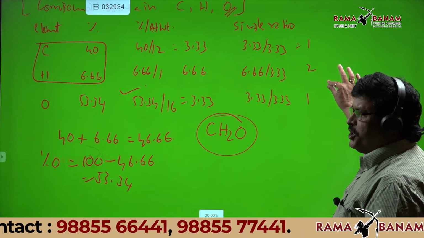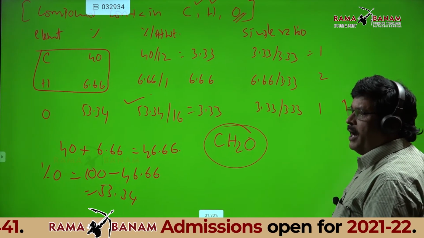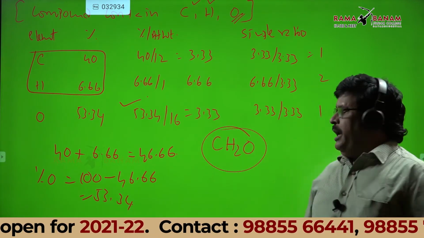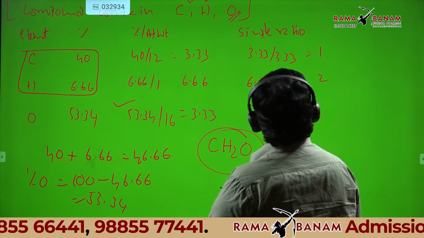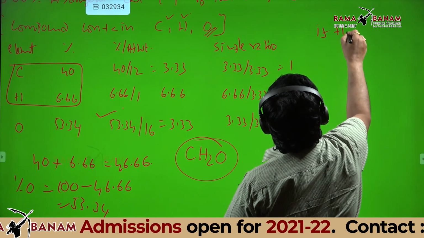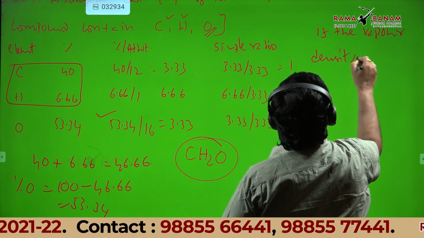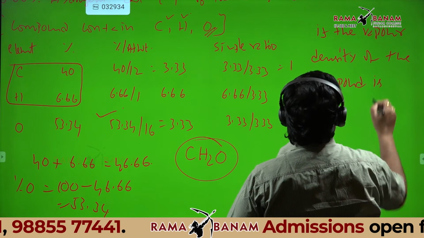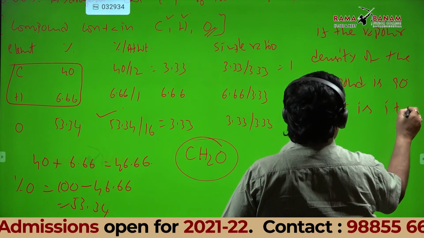Any doubt for any student in this solution? No, sir. Suppose I add one more tag to this problem. If the vapor density of the compound is 90, what is its molecular formula?